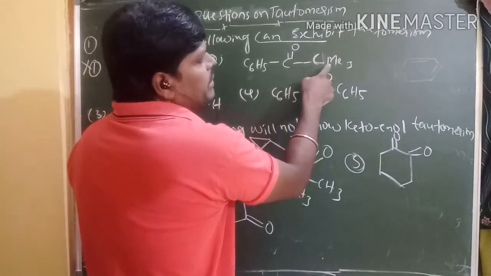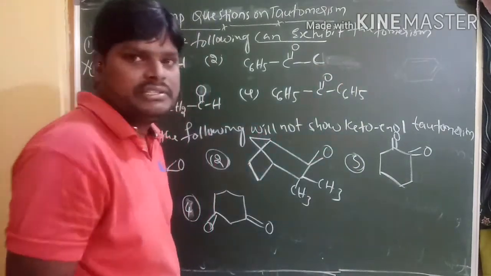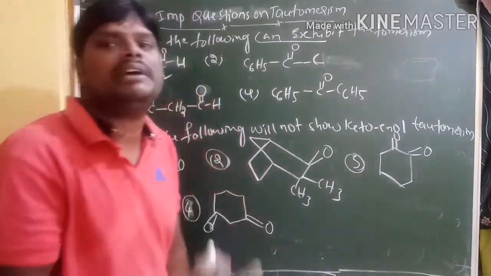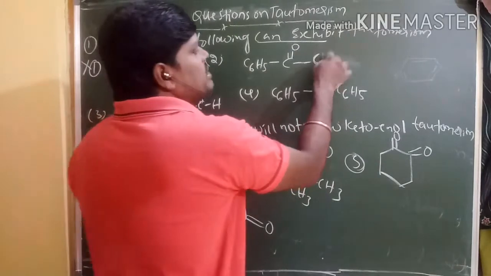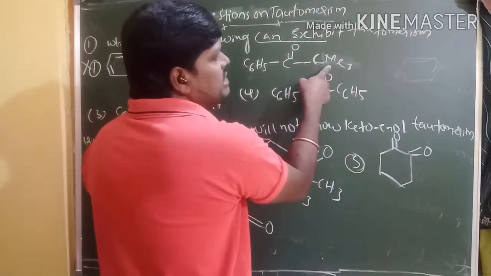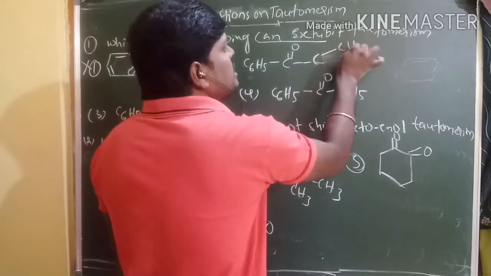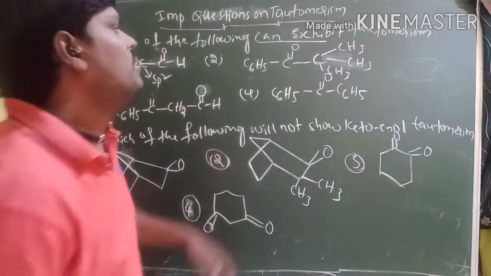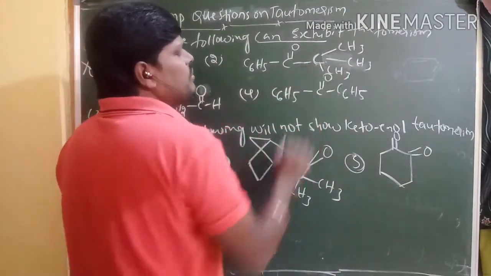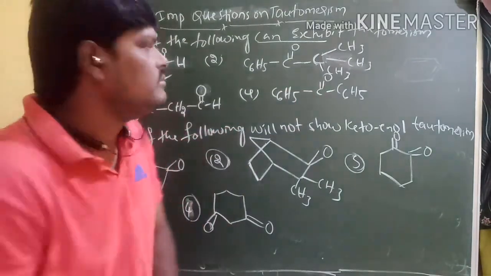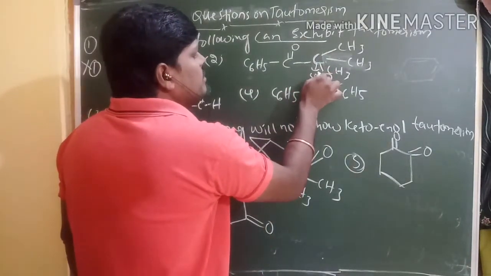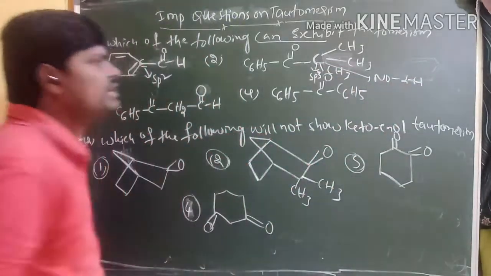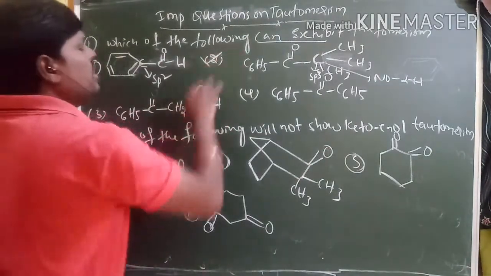Next, here we have C with Me3. Me is the CH3 group; one Me is equal to one methyl, formula CH3. Here how many methyls do we have? Three methyls are there: CH3, CH3 and CH3. Of course this is a saturated carbon and acts as an sp3 carbon. But here no alpha hydrogens are there. No alpha hydrogen. That's why the second option also will not exhibit tautomerism.